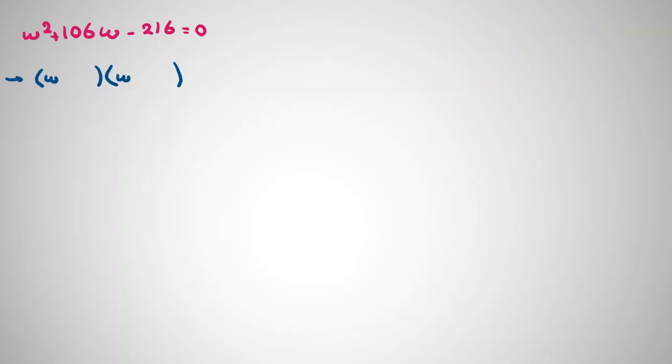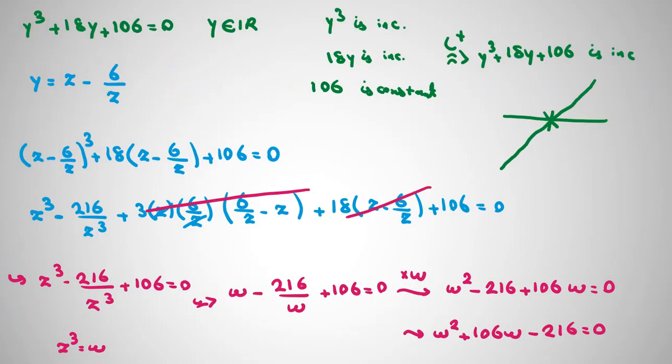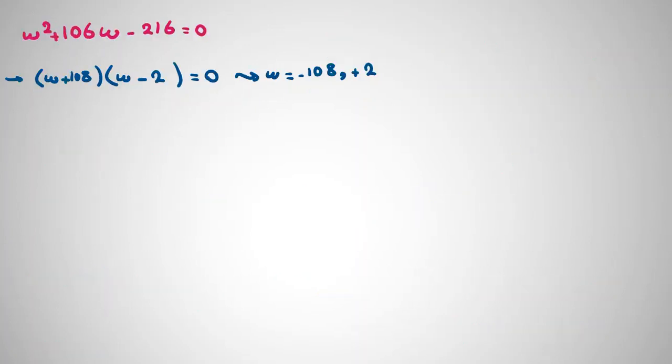For w, the product is negative 216 and the sum is 106. If you place plus 108 and minus 2, then the product is negative 216 and the sum is 106. So w equals negative 108 and also plus 2. Okay, now we found w, then we can say Z is what? Z is the cube root of that. Z can be the cube root of negative 108 or the cube root of 2.